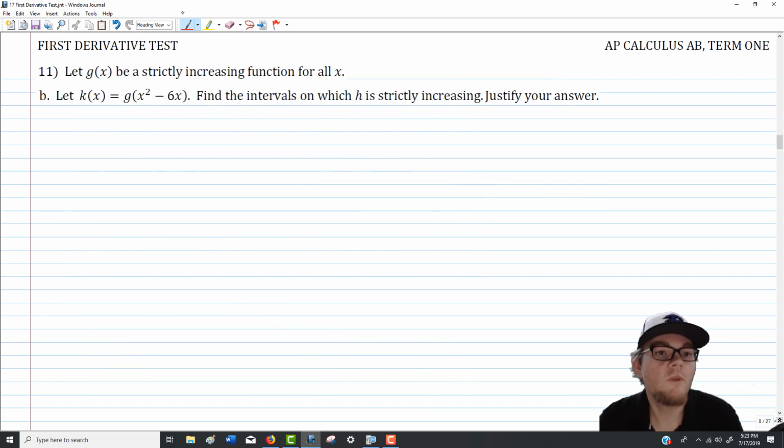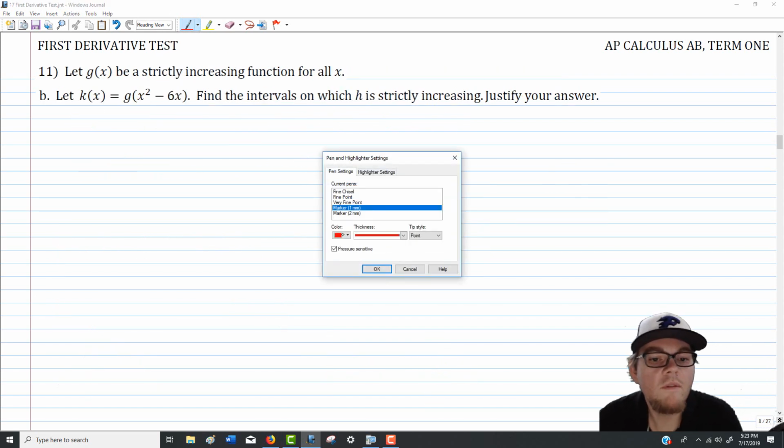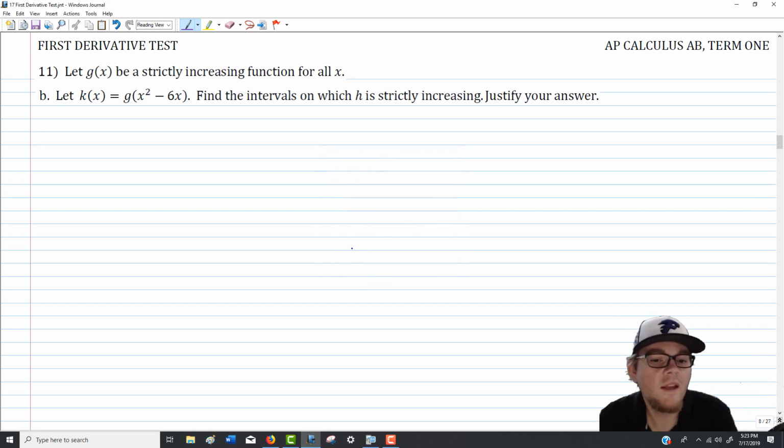Okay, next, this brings us to question 11, and I've chosen to do only one of the two parts of question number 11, because I think really if I can clarify things for you on 11b, then you'll be able to simply work through 11a. So here we go. First of all, in question 11, we are told that g of x is a strictly increasing function for all x. So before we do anything else, it's worth pointing out what that actually means.